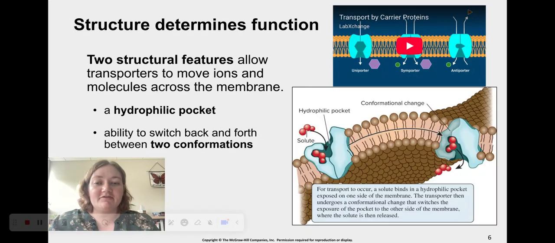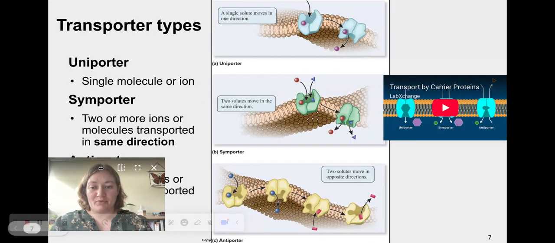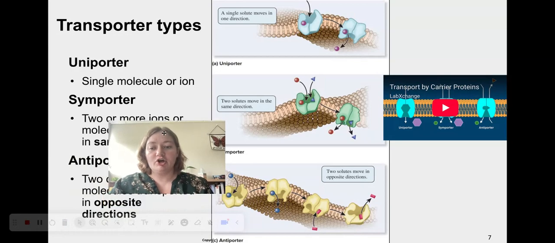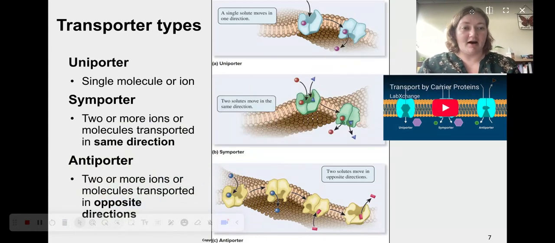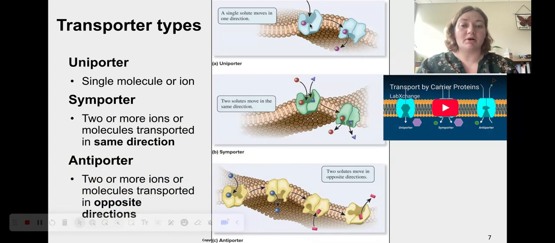All right, so we have these transmembrane proteins, these carrier proteins that change shape. We can have different types of them. All right, so we can have transporter proteins, like we just talked about. A molecule comes in, it changes its shape, the molecule comes out. That would be called a uniporter, right? Because it's only carrying a single molecule or a single ion at a time.